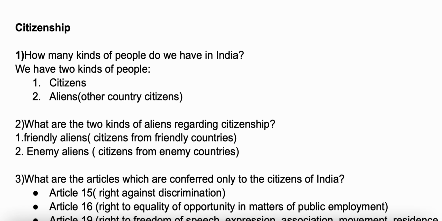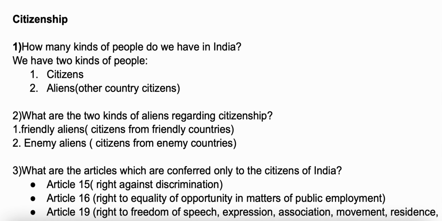First question is, how many kinds of people do we have in India? One is the original citizens of India and the other is the people who come from outside the country and live here. Those people are called aliens. So we have two kinds of people: first is citizens and second is aliens. Aliens means the citizens of other countries. Here also we have enemy aliens and friendly aliens.